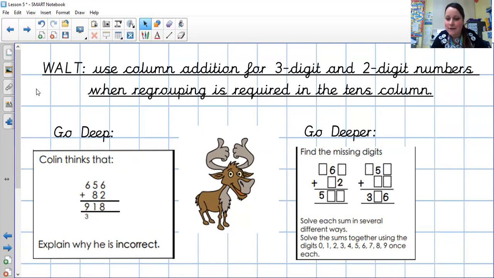And then you'll go deeper, you have some missing digits. I love these, and I know a lot of you love them, and I know your parents love them too. So have a good go at trying to work out those missing digits and then send in your work for us to have a look at.